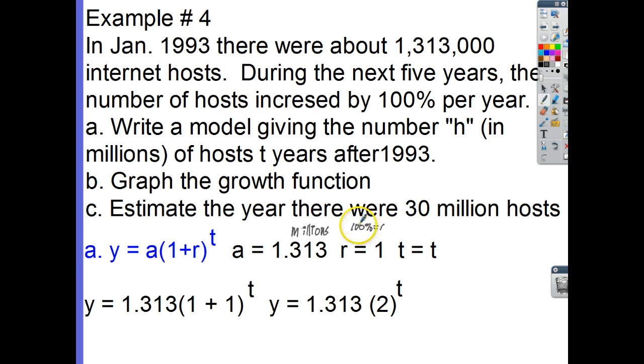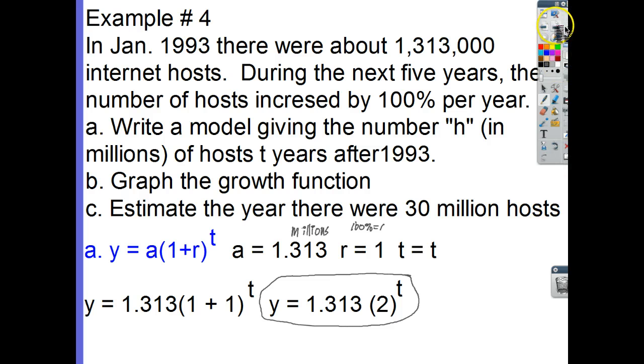Now think about that. What if this was 150%? What would our number be here? It would be 1.5. If this was 85%, we'd have 0.85. If it was 4%, we'd have 0.04 here. So that number can change quite a bit. Time we're just going to leave as t. So when we plug the number in for A, again this is in millions, we have 1.313 times parentheses 1 plus the 1 from the 100%, so we add those together and we get our final answer over here to A, the function as a model or an equation for it.